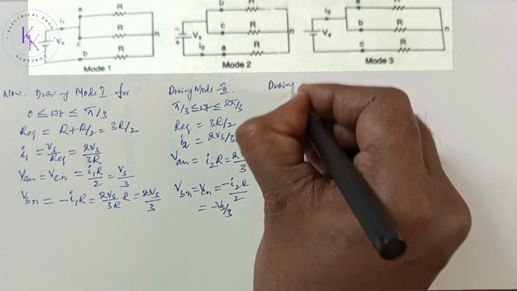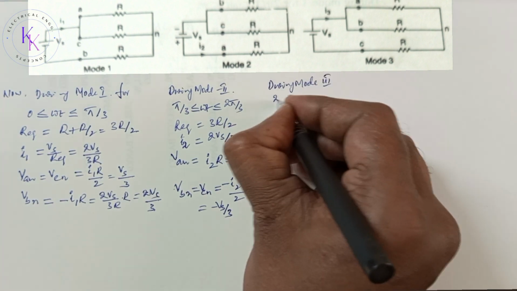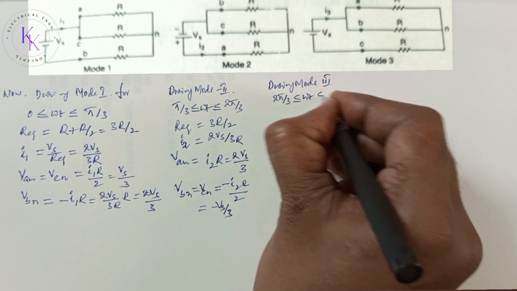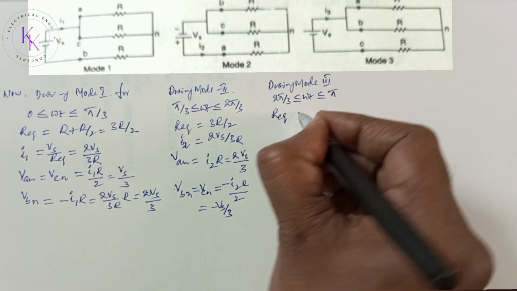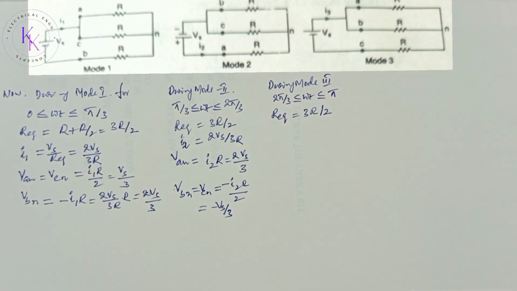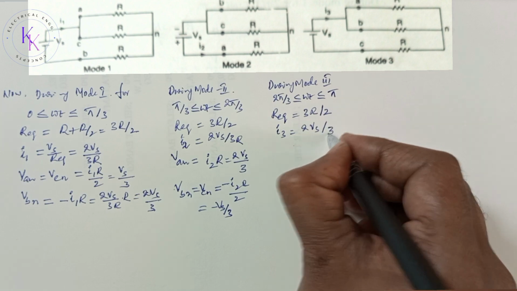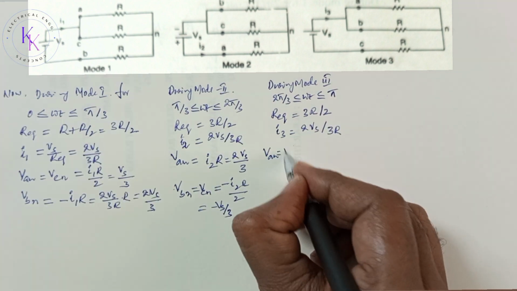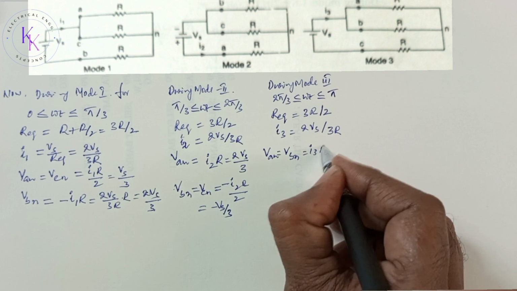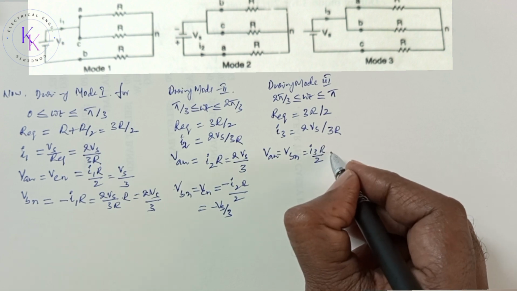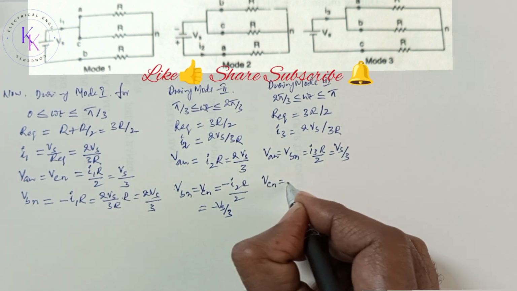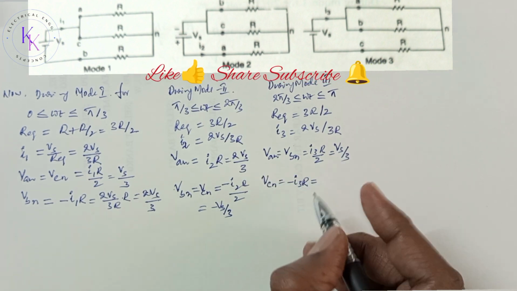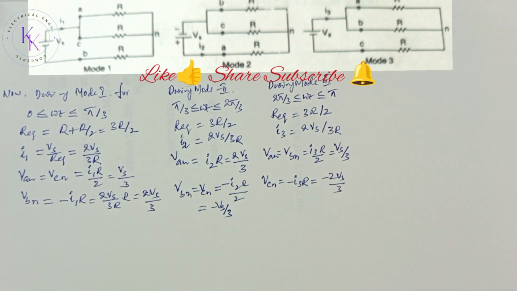Now during mode 3, that is 2 pi by 3 less than or equal to omega t less than or equal to 3 pi by 3, which is nothing but pi. Here also R equivalent equals 3R by 2 from the circuit. I3 equals 2 Vs by 3R. VAN equals VBN, that equals I3 R by 2, that equals Vs by 3. Now VCN equals minus I3 R, that equals minus 2 Vs by 3. These are the three modes within 180 degrees.